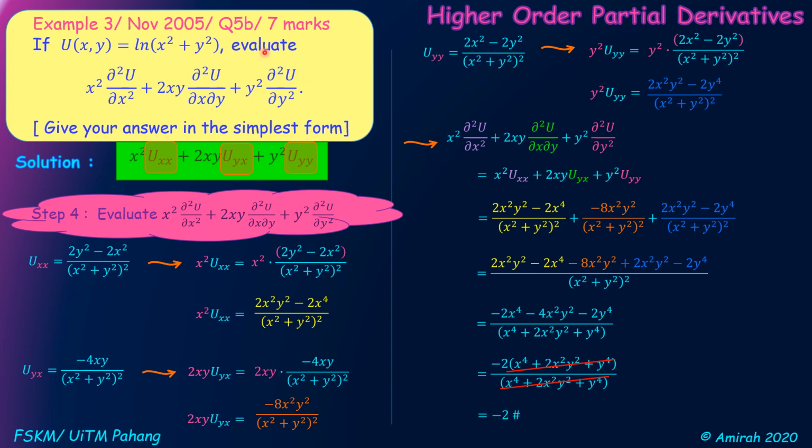So this means when we evaluate x squared ∂²u/∂x² plus 2xy ∂²u/∂x∂y plus y squared ∂²u/∂y², after we evaluate and simplify, we get negative 2 here. So negative 2 here is the simplest form.